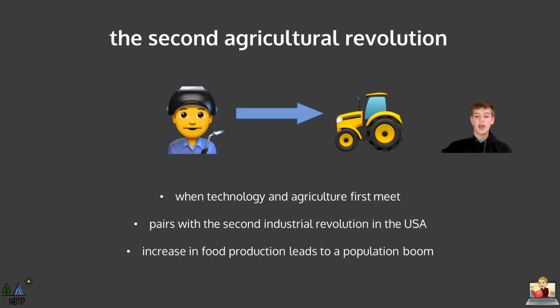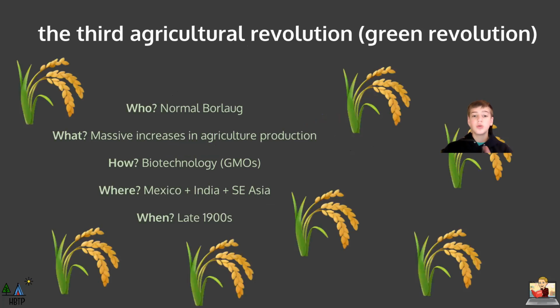But when we get into the third agricultural revolution, we're going to talk about how we can increase agriculture even more. So what we have here is the third agricultural revolution, sometimes called the Green Revolution. The AP exam uses them interchangeably. Your teacher might use either one. Both are perfectly fine. So what we have is this guy named Norman Borlaug.